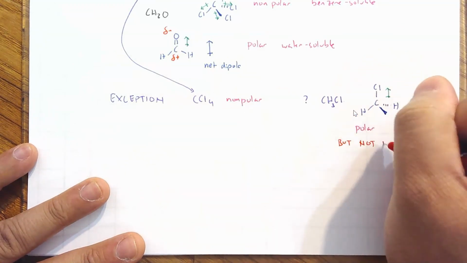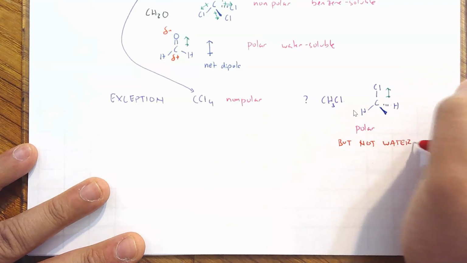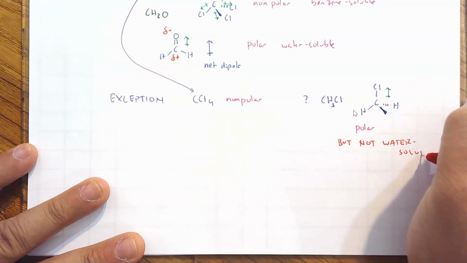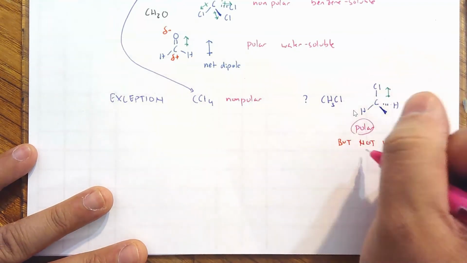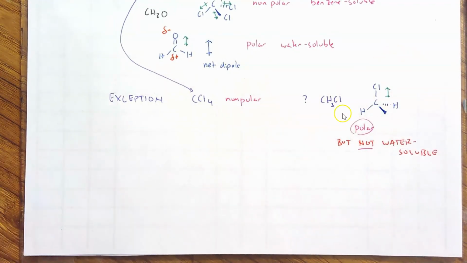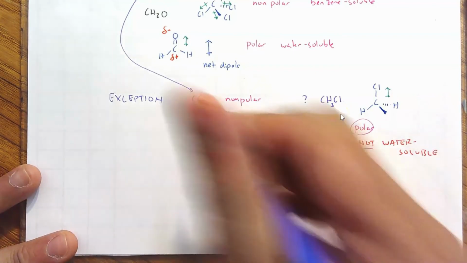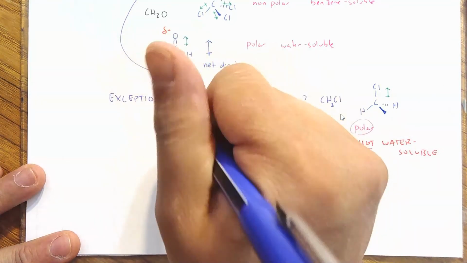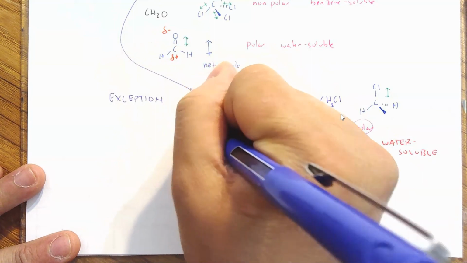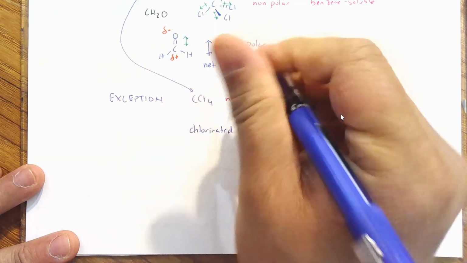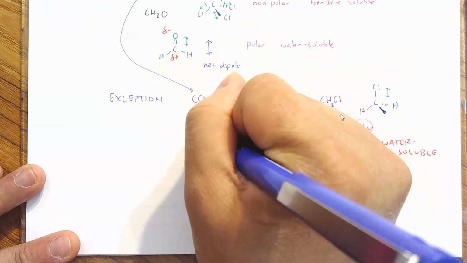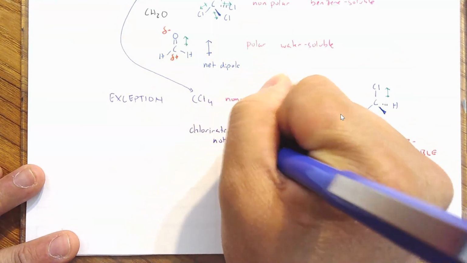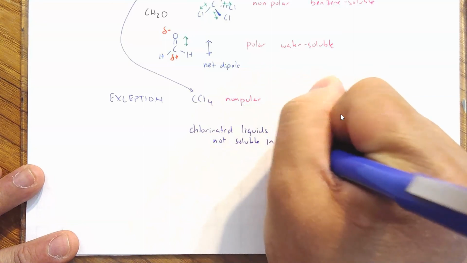not water soluble. That's the surprising part to some people. So it's polar, but not water soluble. Chlorinated liquids are typically not soluble in water. This is just an exception that we just have to remember. Chlorinated liquids are not soluble in H2O.